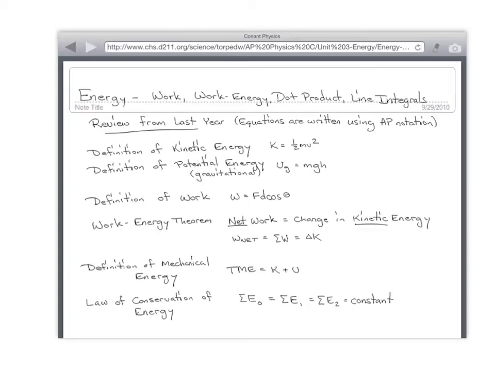So, what is work? Well, work is this idea in physics. It has a very specific definition, and let's see if we can demonstrate it here.